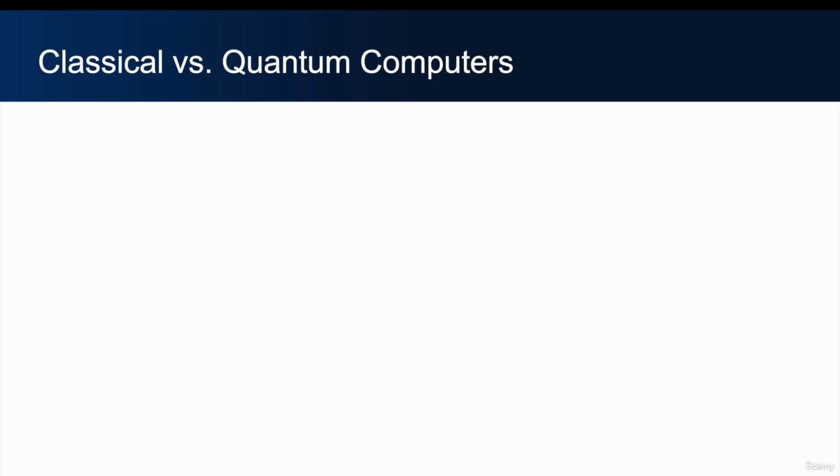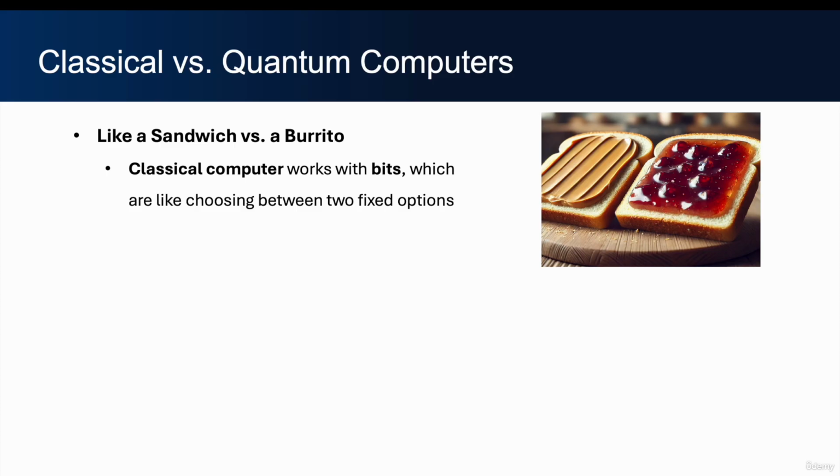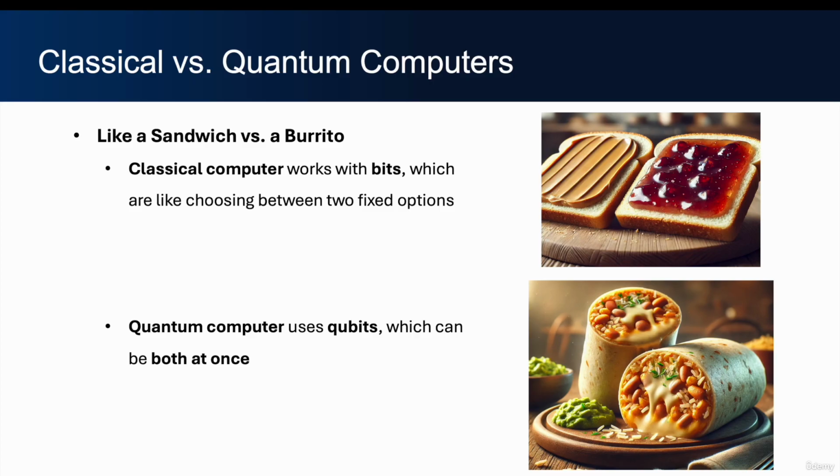So, first, let's talk about classical versus quantum computers. It's like a sandwich versus a burrito. A classical computer works with bits, which are like choosing between two fixed options, just like picking a sandwich with either peanut butter or jelly, but never both at the same time. A quantum computer, on the other hand, uses qubits, which can be both at once, like a burrito filled with rice and beans and cheese all mixed together in one bite. Now, instead of just choosing one option, quantum computing can hold multiple possibilities at once.